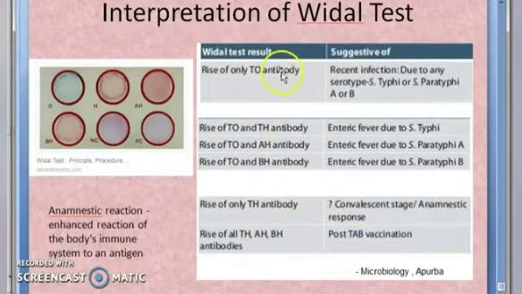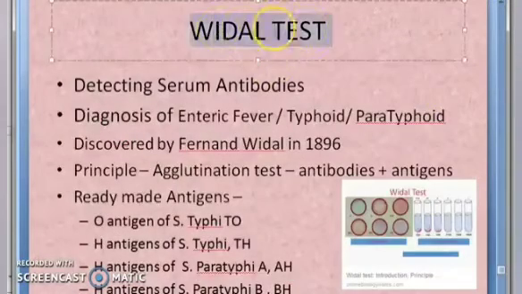Remember this much. If it is only TO, that means it could be anything. H hasn't appeared yet. Only O has come. It's a recent infection and we still don't know whether it is Typhi or Para-Typhi. Now, if O and H increases, it is definitely Typhi. If it is O and AH, definitely Para-Typhi A. O and BH, definitely Para-Typhi B. And if it is only H, all the three H's are present, it is a vaccination. And if only TH is present, that means it is a convalescent stage. This much you understood, right? Very good.